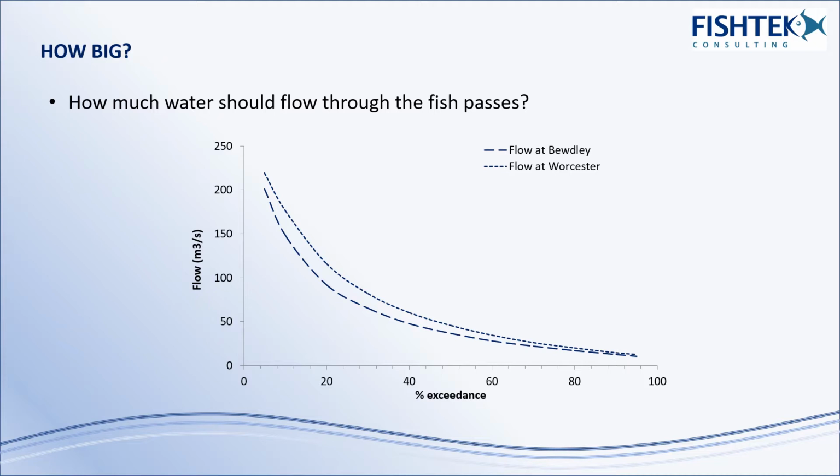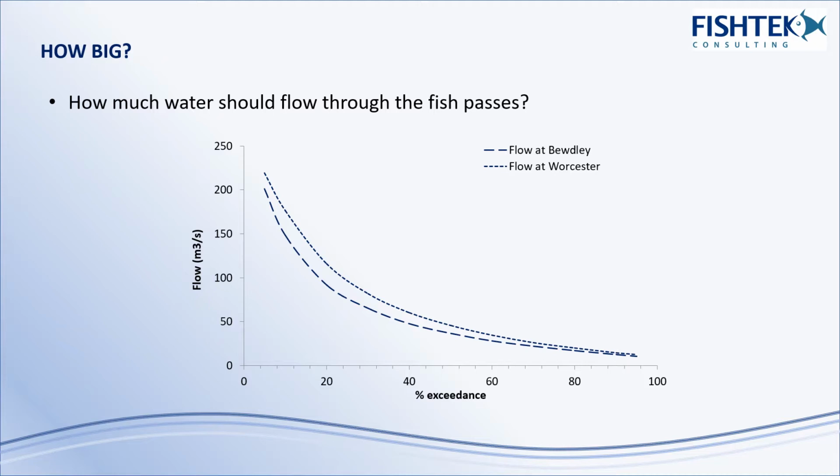What it means is that Q95 is a term which refers to the graph that you can see now, which is the flow duration curve. And what it means is the Q95 flow is the flow in the river that is exceeded 95% of the time. So the flow is only lower than that for about 5% of the time.